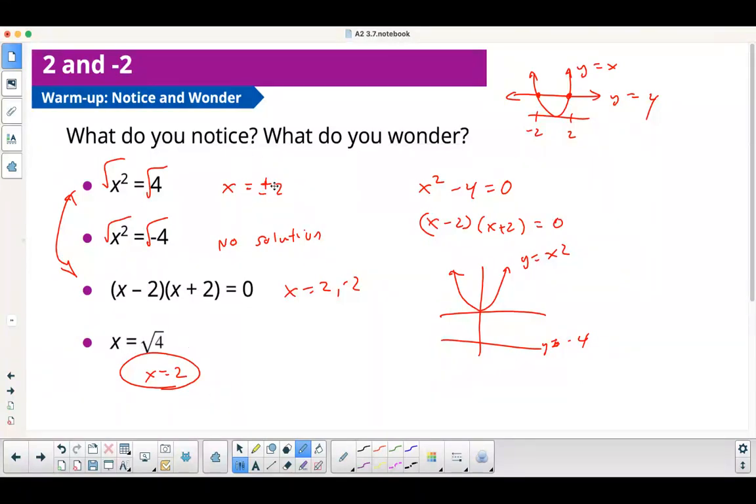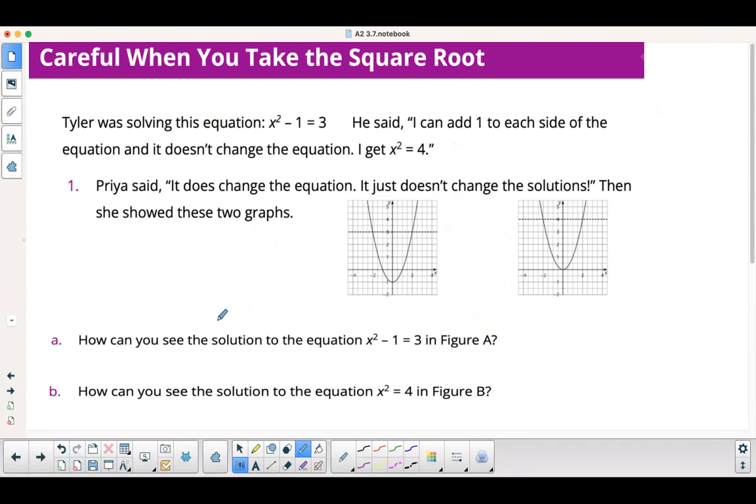So some have 2 solutions. This one has none. This one only has 1. And the first and third are actually the same exact equation. Okay, so a good little warm up there for us.